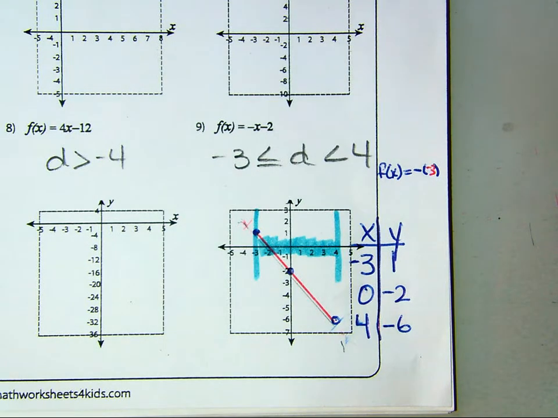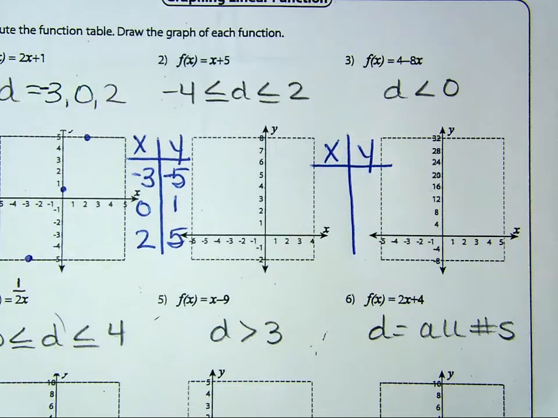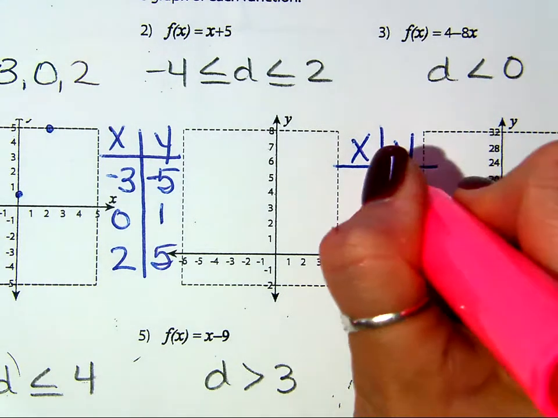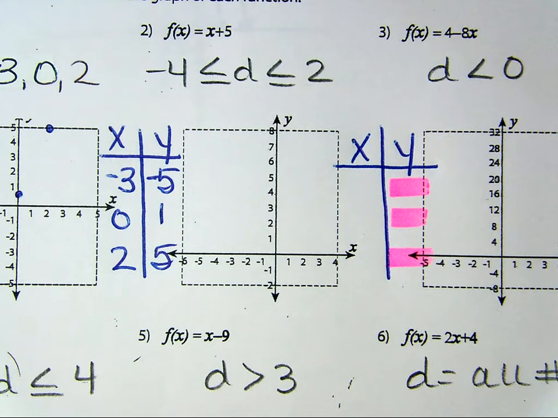Okay, awesome. I want you to try number 2. Go ahead and back up and try number 2 real quick. Work on getting your domain filled in correctly. Work on finding out what the range is. Decide what to connect. Go for it.